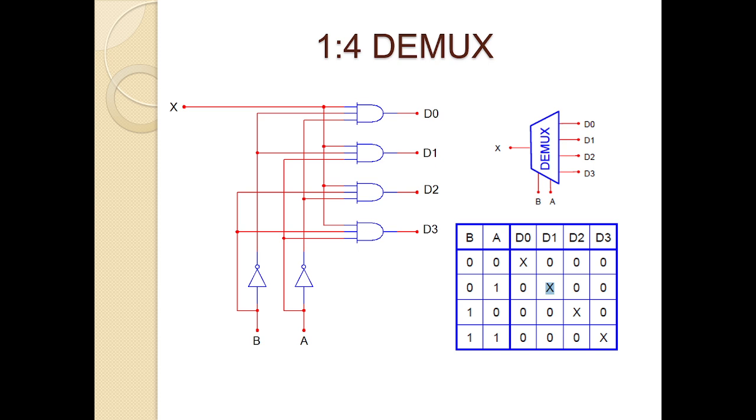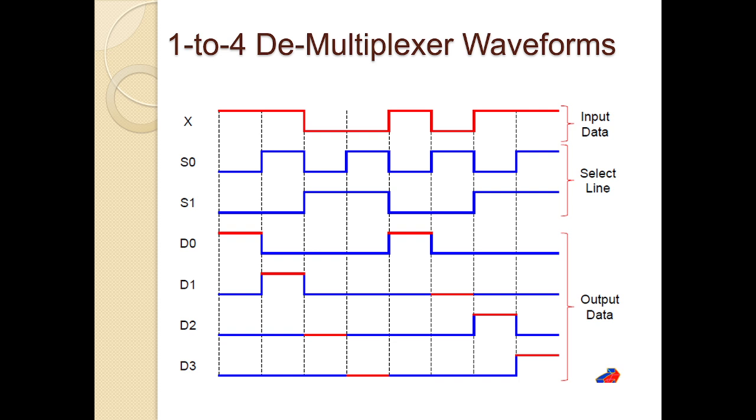So for this truth table we can make the logic diagram using NOT gate and AND gate. Likewise we can design the 1:16 demux, 1:8 demux. Now we can show the waveform of 1:4 demultiplexer. The first one is input X, the second and third waveform is selection line waveform. The D0, D1, D2, D3 is output waveform.